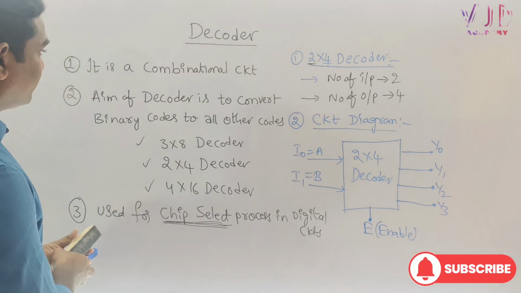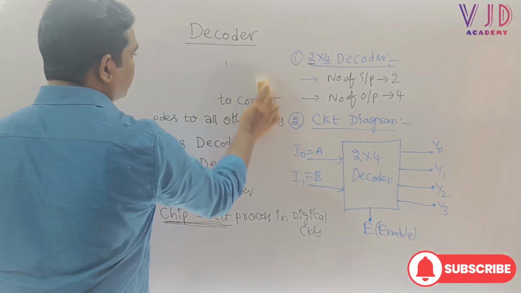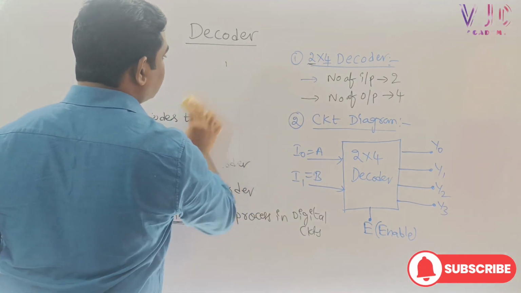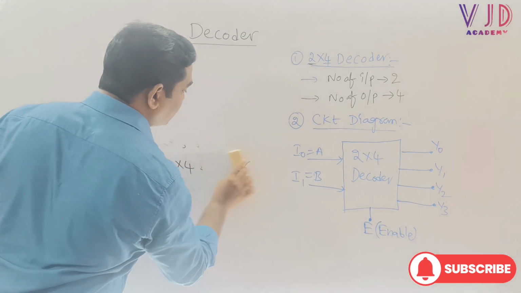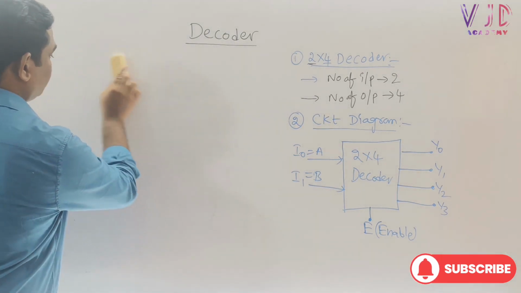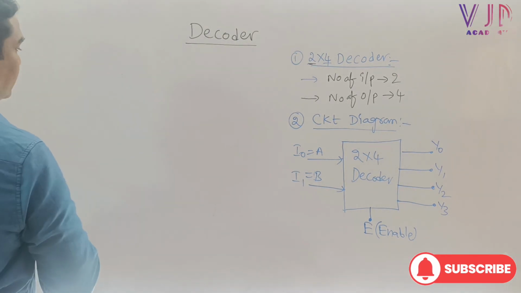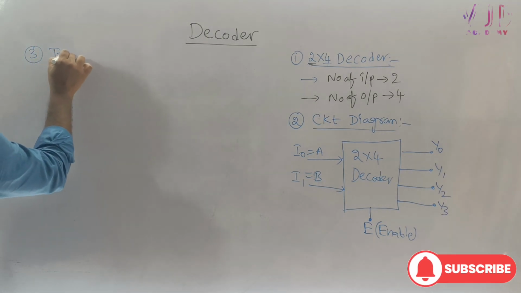Based upon this block diagram, let us try to construct the truth table and its logical expression. Please note the circuit diagram and now make a heading. Here, truth table. The third one is truth table.